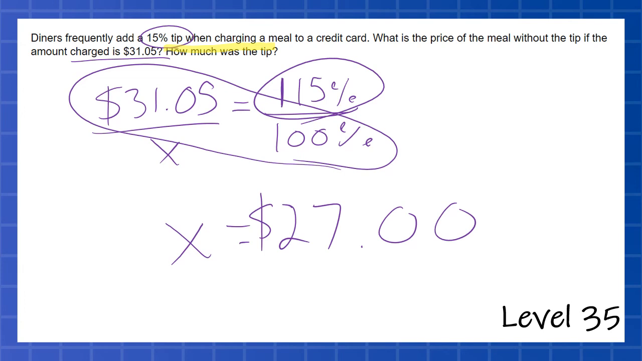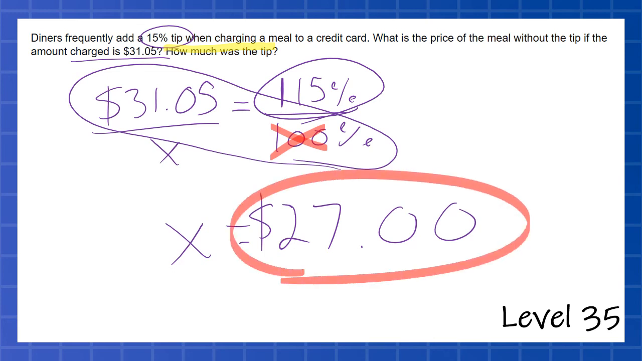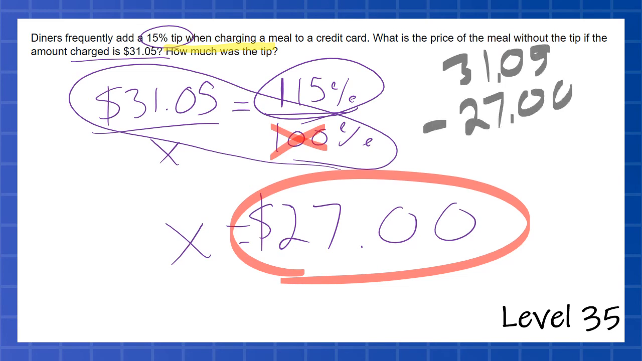In other words, I could either go reset this up and change this right here to 15% instead of 100%. I could do that, or I could take what I have here and subtract it from 31.05. So that's what I'm going to do. I'm going to take the 31.05 and I'm going to subtract 27. And what I ended up with is a tip of $4.05.